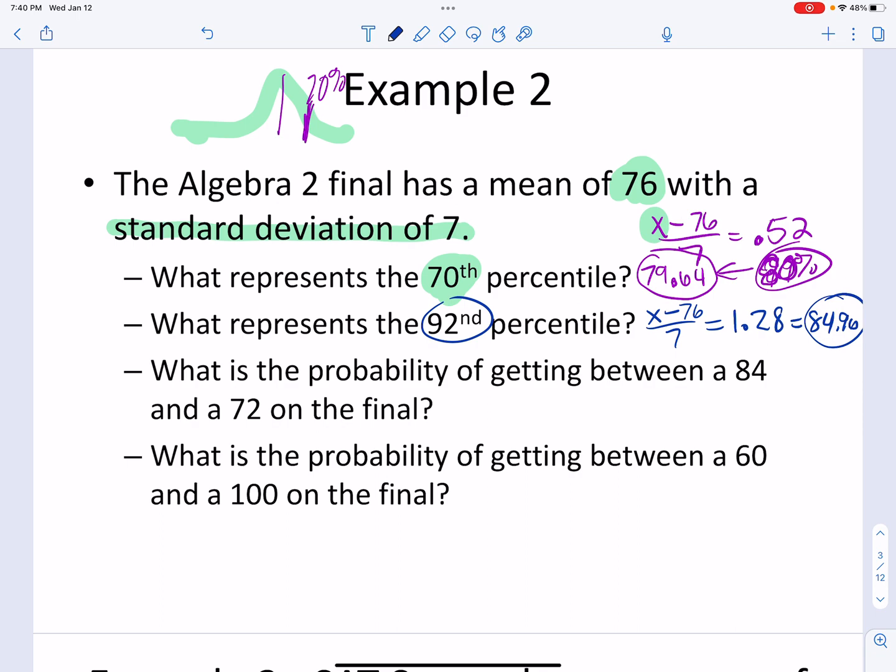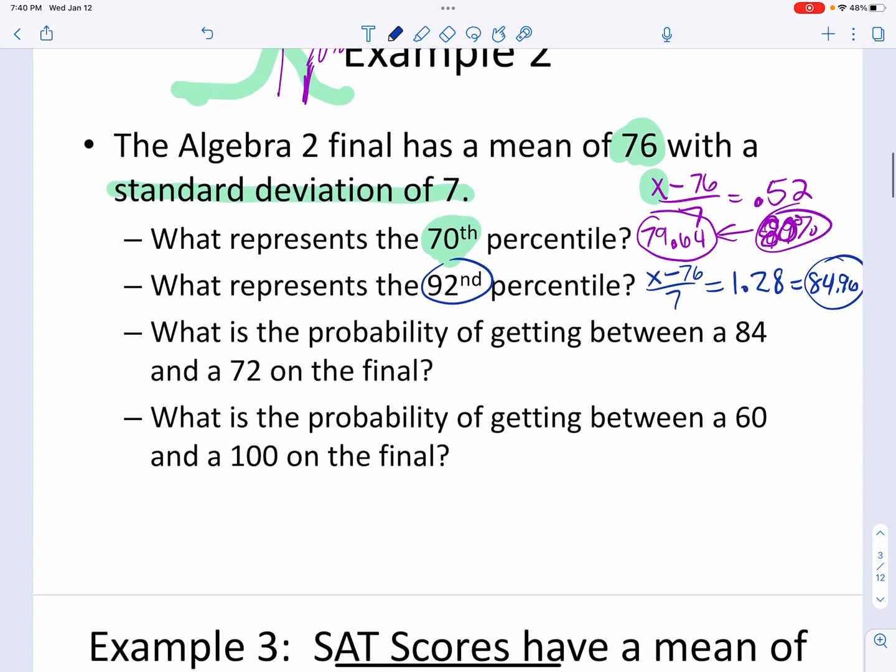Okay. On the next one, it says, what is the probability of getting between an 84 and a 72 on the final? So if we use this here, and I'm just going to use this for both of these. I'm going to make my little chart, my bell curve. My mean is a 76.